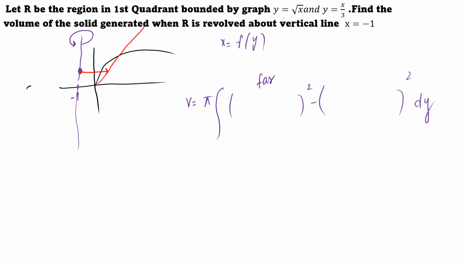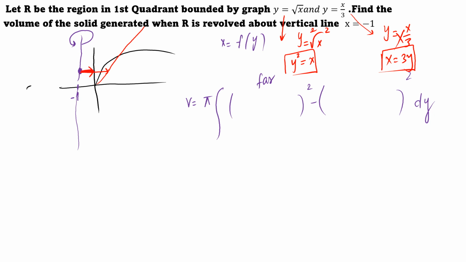So let's try to change this thing. y equals root x. Taking the square on both sides, we will get x equals y squared. For the second equation, y equals x over 3. If we cross multiply, we will get x equals 3y. So the farthest one is 3y. But can you see from here till here, the distance from the axis of revolution till the 0 is 1. The distance cannot be negative. So 1 plus 3y.